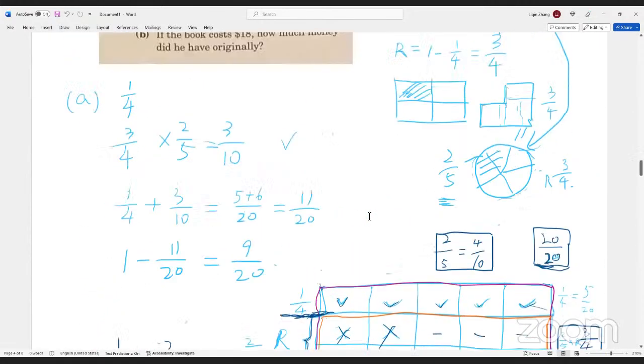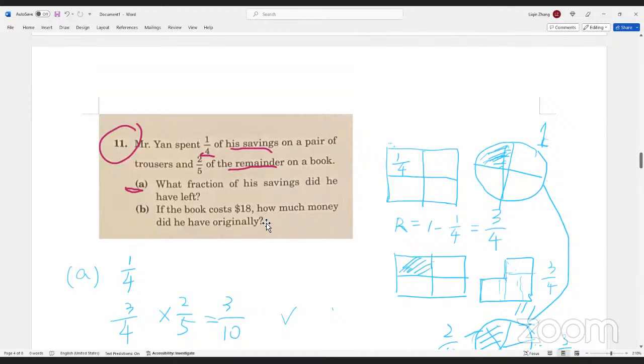And this is for the first question. Actually, in fraction, this is very important to identify the base. I mean, fraction of what. And then it's for question B. If the book costs $18, how much money did he have originally?